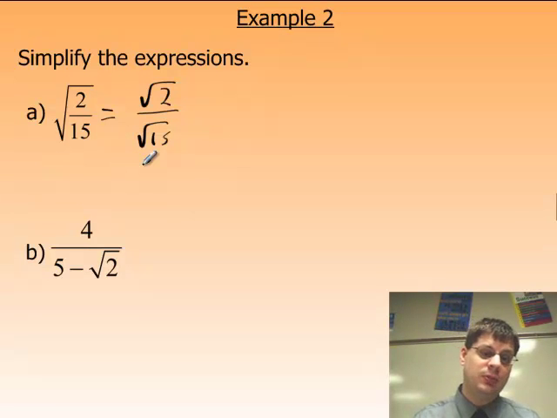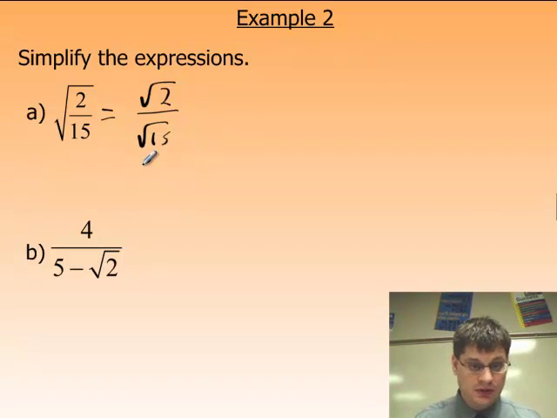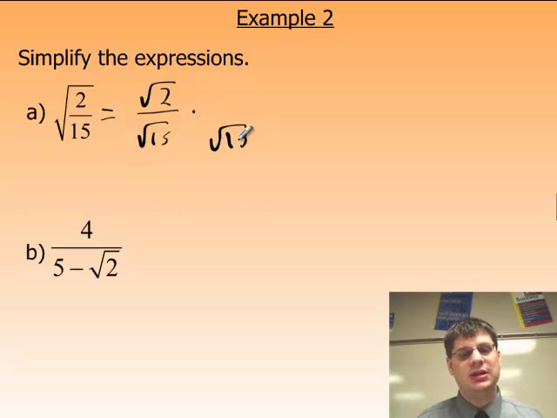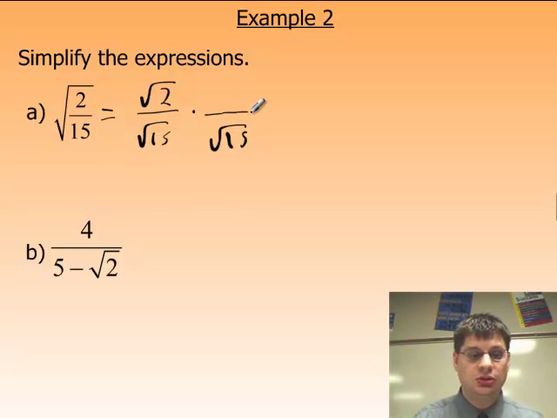So using that previous diagram or table showing us the conjugates, the conjugate of just the square root of 15 is going to be the square root of 15. So I'm going to multiply it by the square root of 15, the denominator. But I can't just do the denominator, because if I just multiply by the denominator, I'm changing the value of the expression, and we never want to do that when simplifying. So I need to multiply it by 1, so I don't change the value.